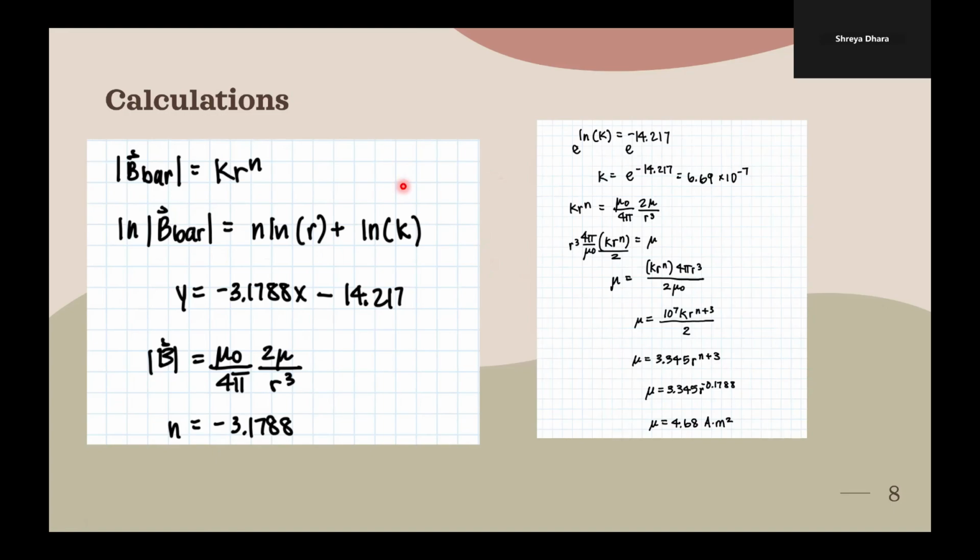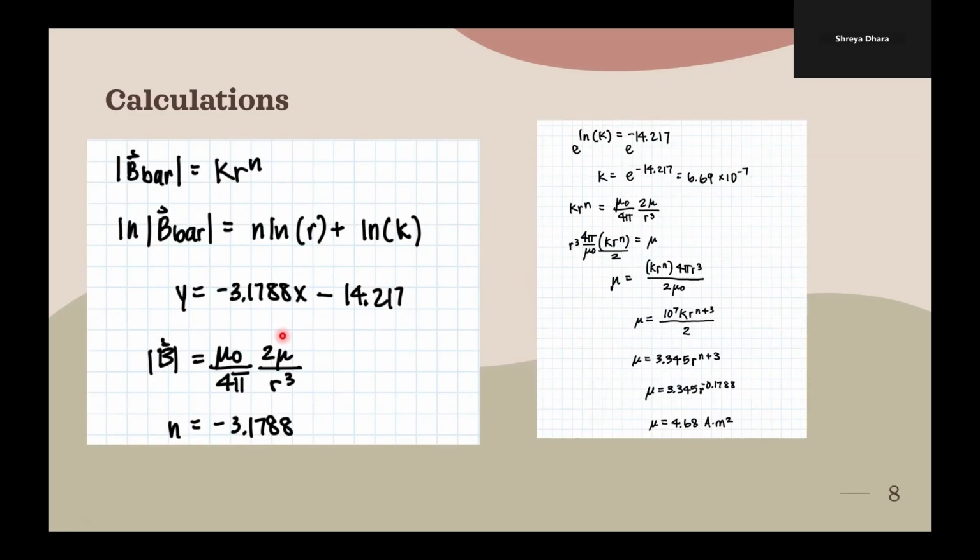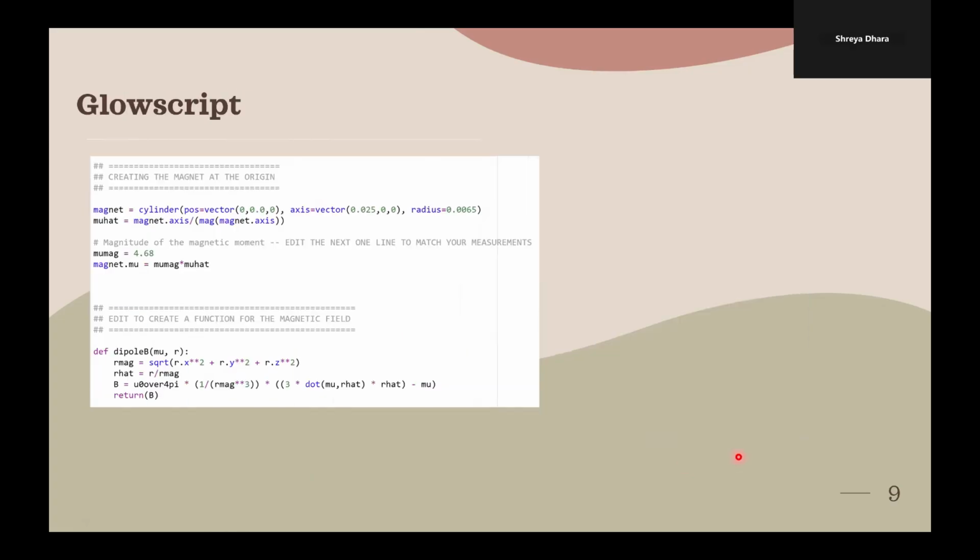So basically, we said the magnetic field of the bar equals k r to the n power, where the natural log of k is the y-intercept, and then n is the slope of this graph shown here. So using these values, after a little bit of math, I was able to find the n value to be negative 3.18, and then the mu value to be 4.68.